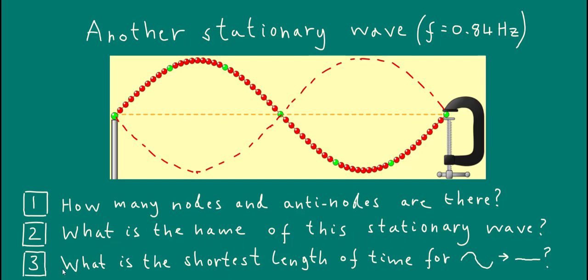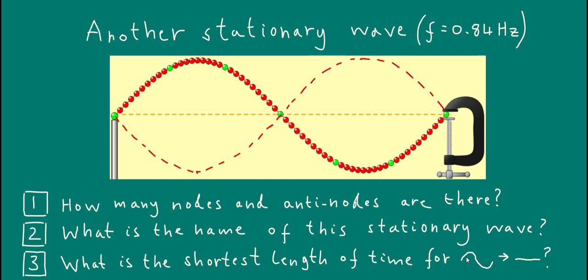And third, what is the shortest length of time for the stationary wave pattern to go from how it looks initially, so how it looks here in the picture, to looking completely horizontal, i.e. for all the particles to lie along the equilibrium line. So that's what I mean by this horizontal line here.